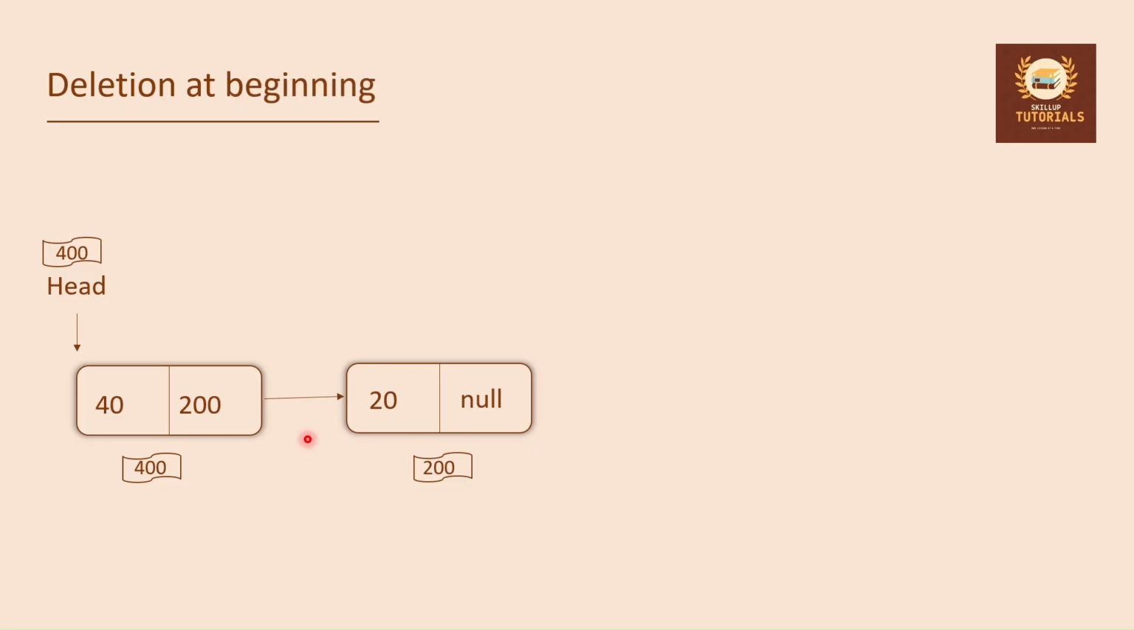And if I want to delete at beginning, this is also very easy. You just need to update the head value. That means head equal to head dot next. That means head value becomes 200. That's it. See, head value becomes 200. This is how we can implement.